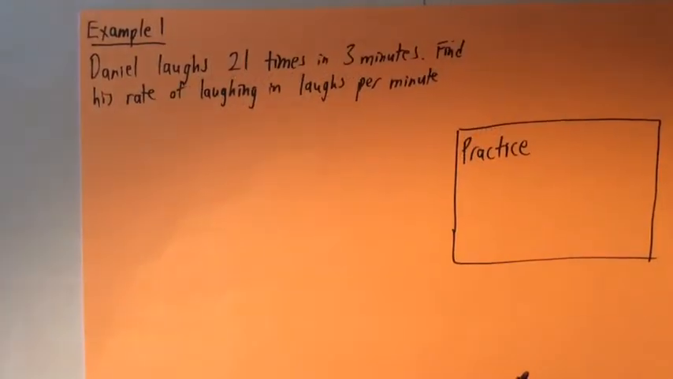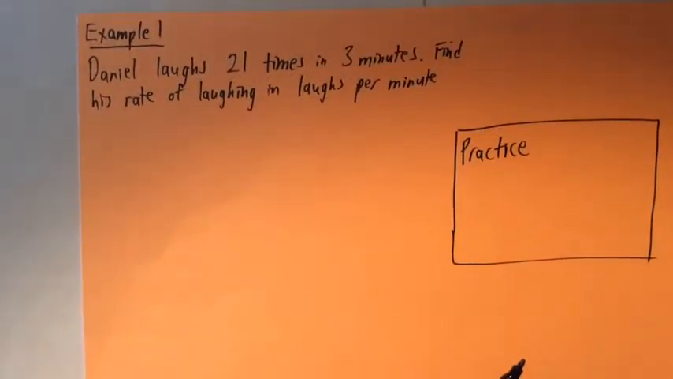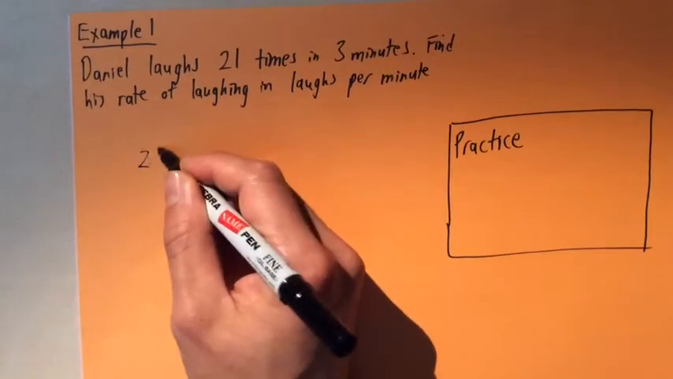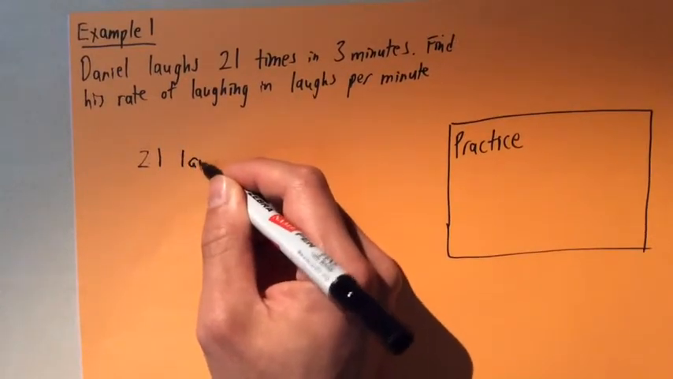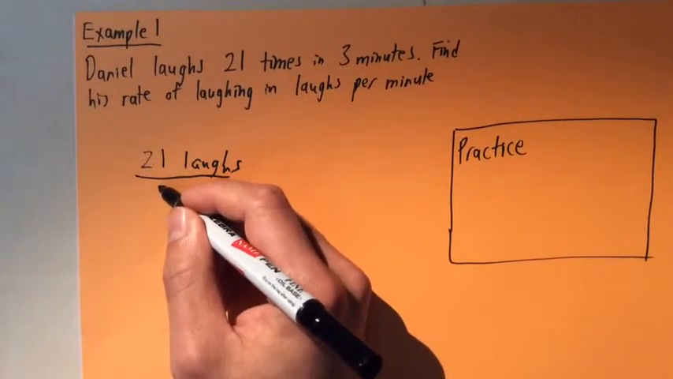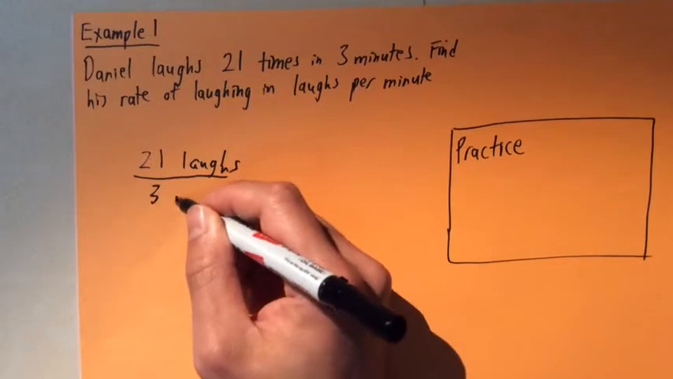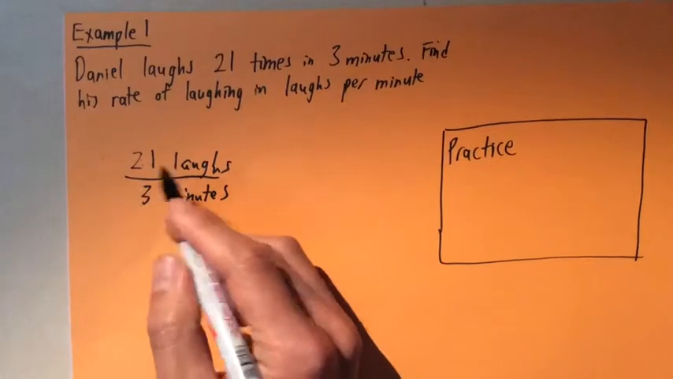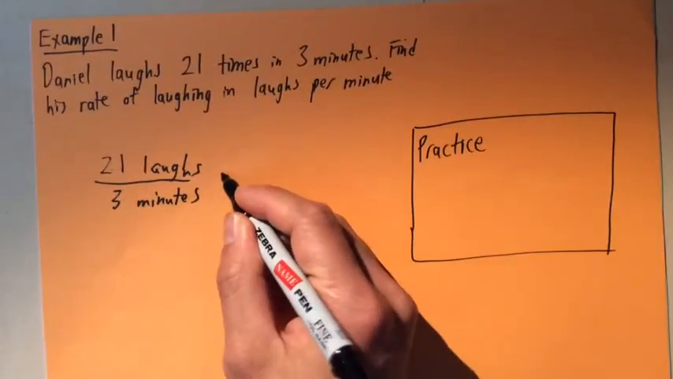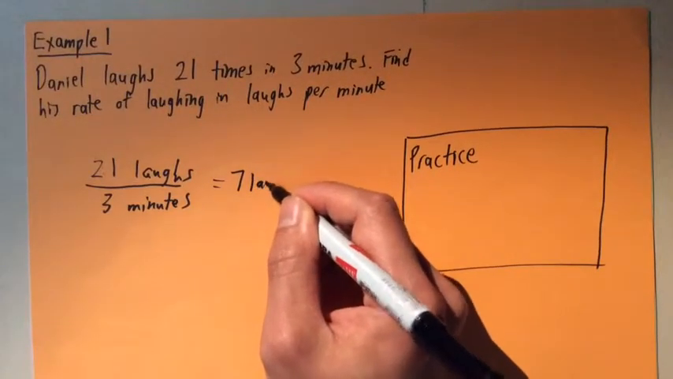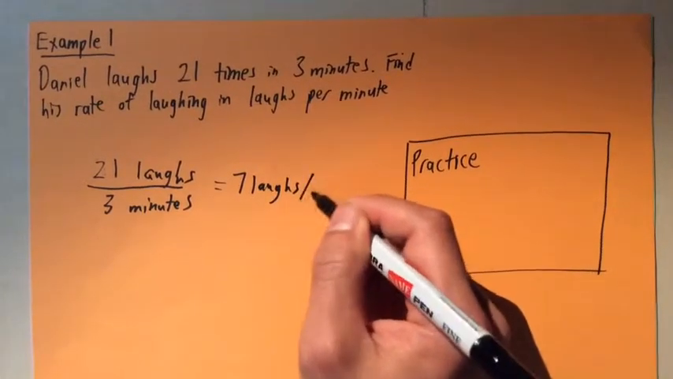Okay, example 1. Daniel laughs 21 times in 3 minutes. Find his rate of laughing in laughs per minute. So to calculate this, we have to write the number of laughs as the numerator. Okay, and the time as the denominator, 3 minutes. Okay, so what we find is we get a simple division problem here. 21 over 3, that's simply 7. So the answer would be 7 laughs per minute.